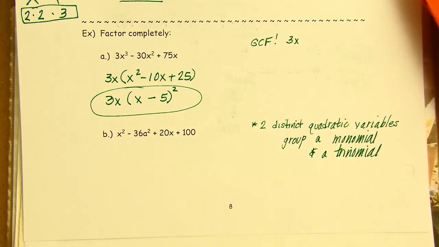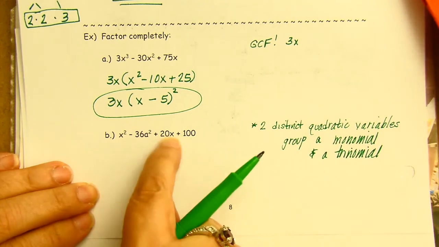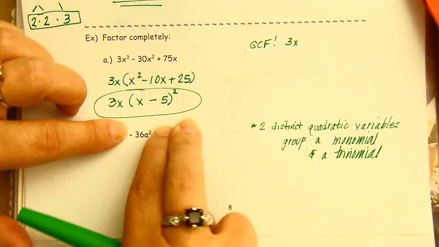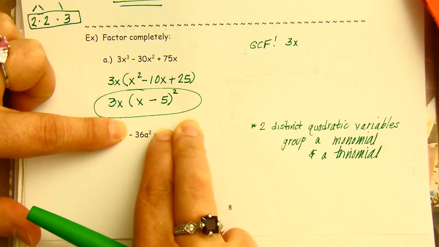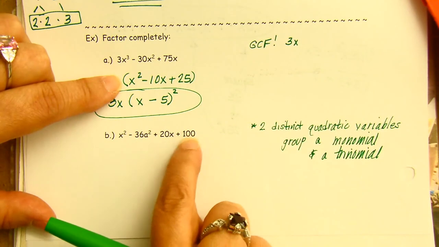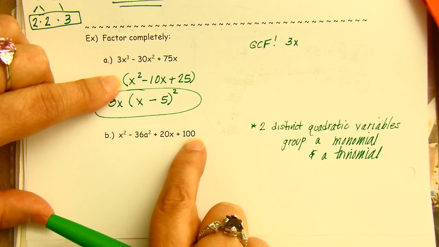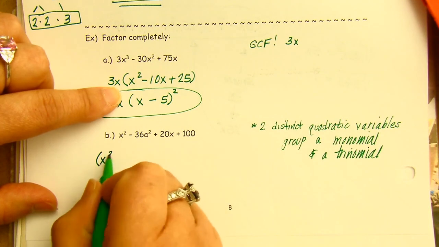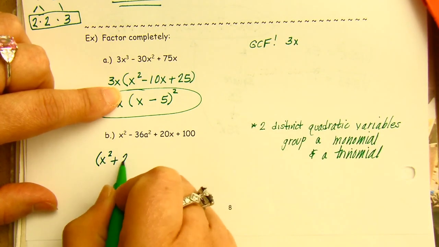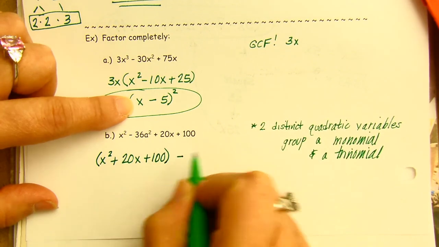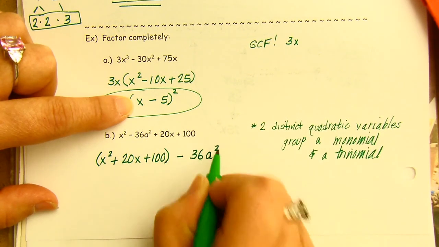Okay, and so the distinct factor, like this is an x squared and this is an x term and this is a constant. I'm going to rearrange this and put those 3 in a grouping as a trinomial, and I'm going to move this negative 36a squared off by itself. So this is the one that's unlike the rest. I understand that 100 doesn't have an x on it, but if I'm grouping a trinomial and a monomial, it makes more sense for me to write this and group this as x squared plus 20 times x plus 100, and then subtract 36a squared.